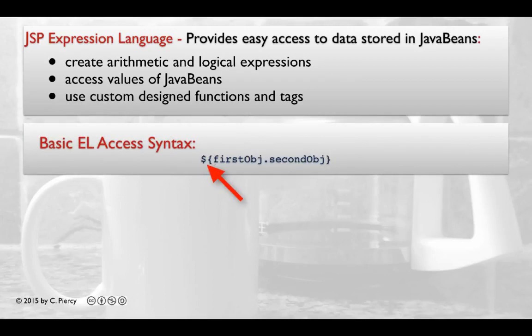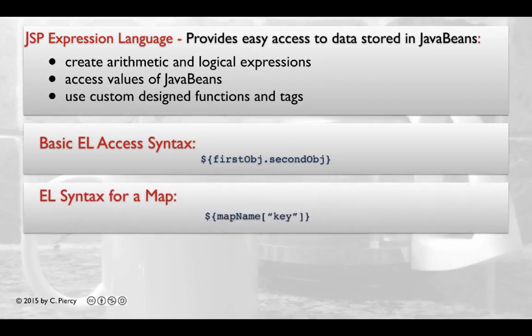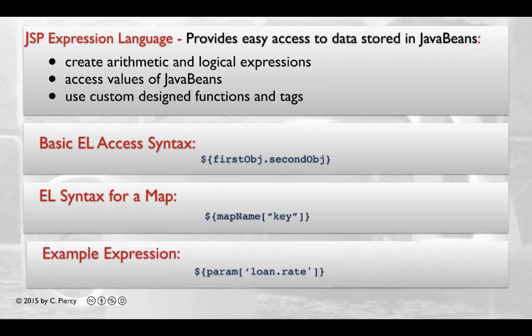Note the $ sign and the braces, and the dot notation used to separate the different objects that we'll be looking at. Alternatively, instead of dot notation, there are times when we can use square brackets, such as with a map when we want to specify the key to the map. We can also use expression language to access some implicit objects that are available with our JSP. In this example, we're directly accessing one of the request parameters using the param keyword.